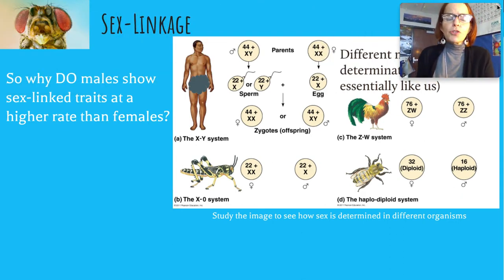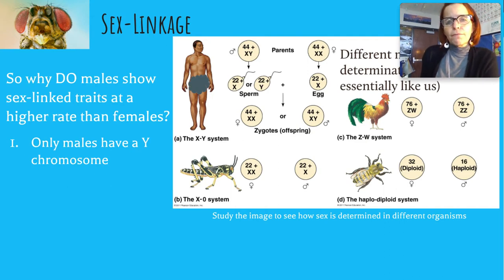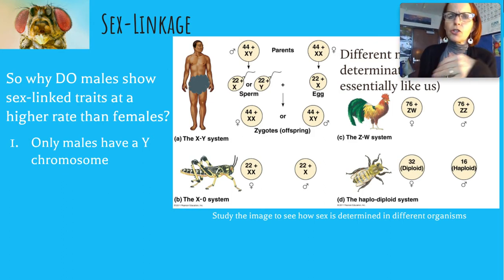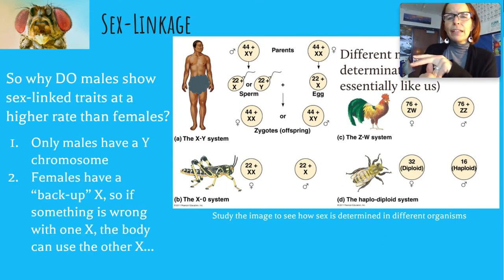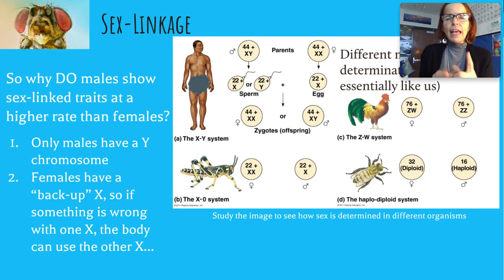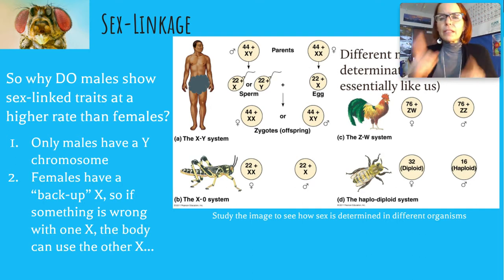So why do males show sex-linked traits at higher rates than females? Well, number one, if it's carried on the Y chromosome, only males get that trait, so males are going to show any traits that are carried on the Y chromosome. Number two, if it's carried on the X chromosome, females have two copies of the X chromosome, and I like to think of it as sort of like they have a backup copy. So if one copy of the X chromosome has something wrong with it, the other chromosome can be used. So it's kind of like a backup copy. Boys don't have that backup copy, so if they have a chromosome that's not working right, that's the one they got to use.